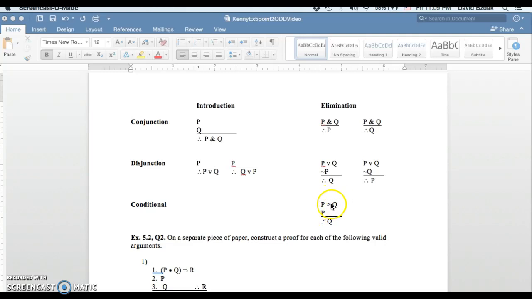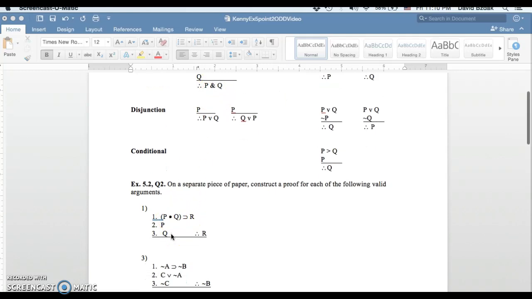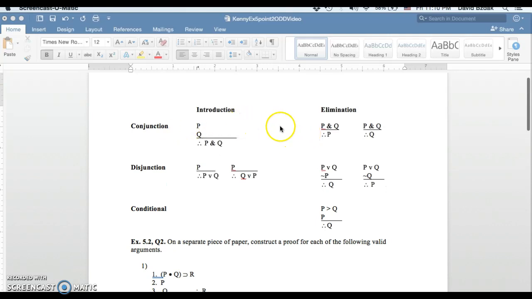Okay, and again I'm using the greater than arrow just because I'm on a keyboard. This is equivalent to the horseshoe in the text, this horseshoe. And again I'm using the ampersand here instead of the dot because it's on the keyboard. So basically same idea. We've still got these four rules that we looked at with 5.1. Now we're adding an additional rule, conditional elimination.